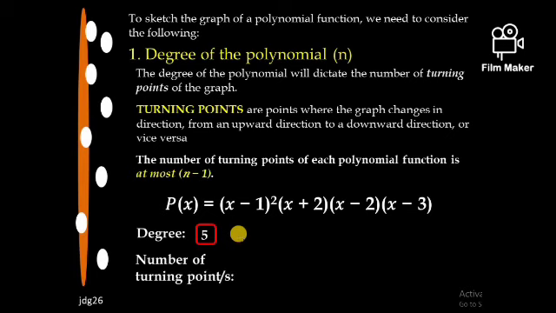Now, let us determine the number of turning points. So, meron tayo dito at most n minus 1. So, consider natin yung n minus 1. Since n, which is the degree, substitute lang natin 5 minus 1. And 5 minus 1 is equals to 4. So, ang number of turning points is at most 4.